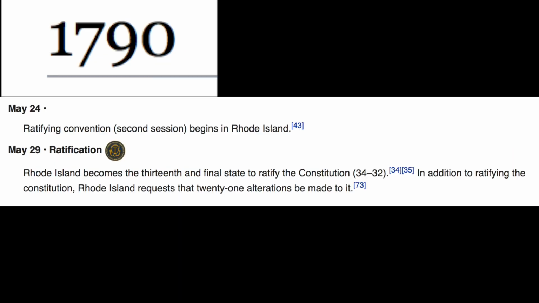1790. Here we go back to Rhode Island. Now, just watch how they screwed over Rhode Island. Remember, the last time that Rhode Island voted on the Constitution, it was with a popular referendum. This time, though, in May of 1790, they decide to not do a popular referendum. And what happens? Rhode Island becomes the 13th and final state to ratify the Constitution, 34 to 32. How close of a margin is that?